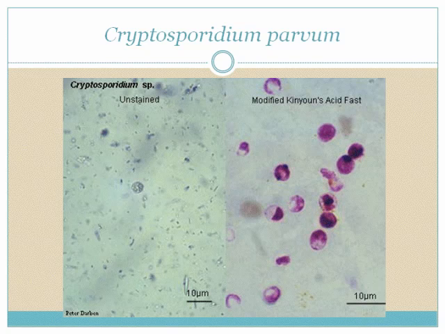Here we have an unstained specimen with Cryptosporidium. Very difficult to detect Cryptosporidium, but once you do that acid fast, it's very easy to see Cryptosporidium in the stool specimen.